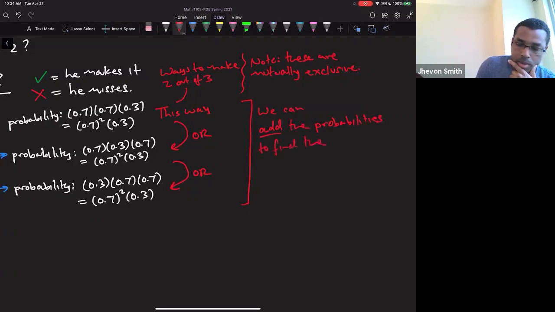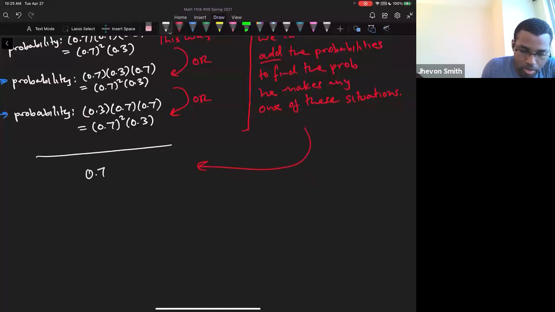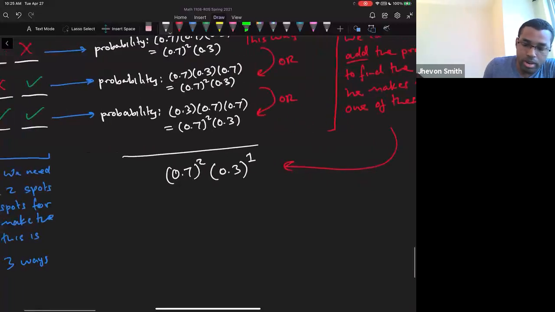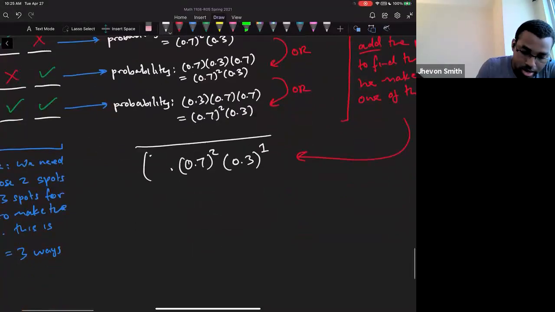To find the probability he makes any one of these situations, that's the or. He can do this or that or that. So you can add the probabilities. So that leads you to this idea where we're just going to add these guys up. We have a common term of 0.7 squared times 0.3 to the 1. I'm writing that for emphasis. And I'm adding it to itself 3 times. 3 times happens to be 3 choose 2, the number of ways he could actually make that.